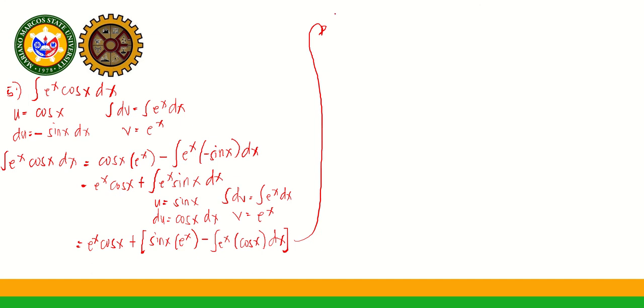This will be equal to the integral of e raised to x cosine x dx is equal to e raised to x cosine x, and then plus e raised to x sine x, and then minus the integral of e raised to x cosine x dx. Okay. So, looking at our equation, the original expression natin is the same as this one.